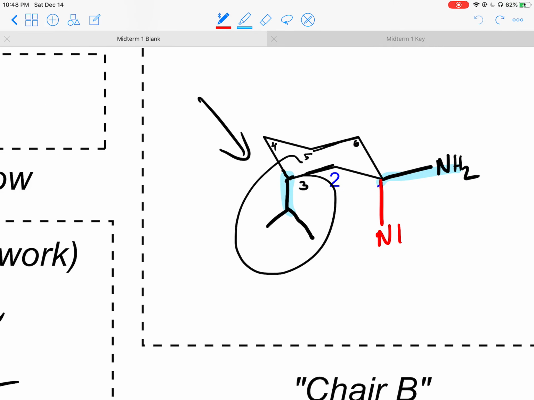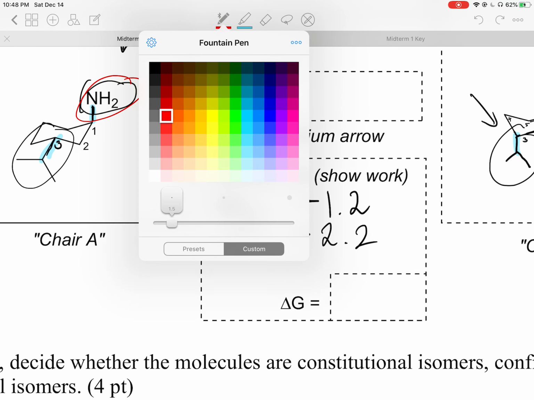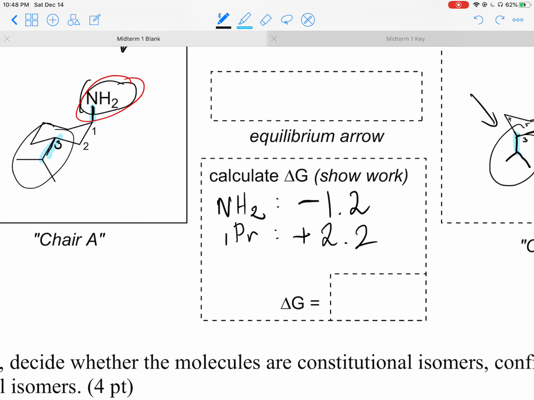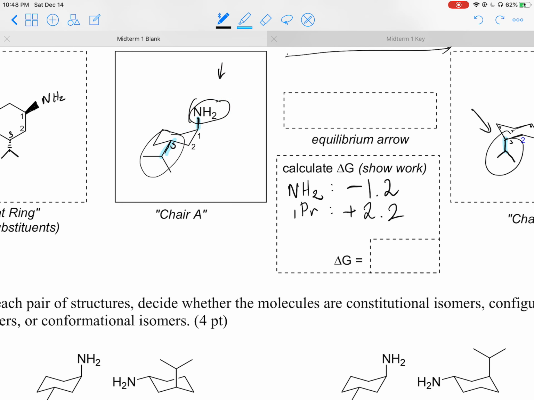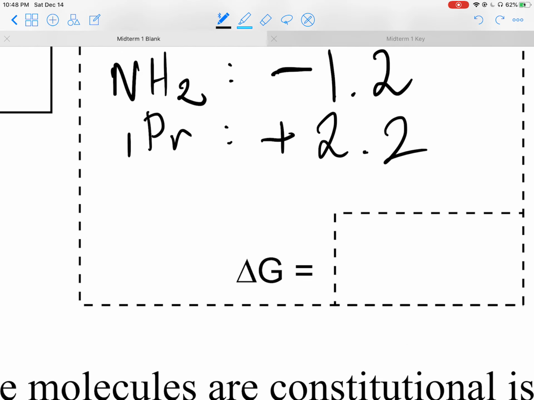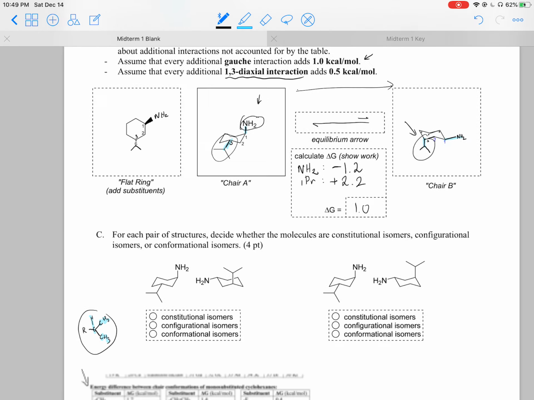If you did do that, you should probably be consistent, and that would go into your delta G if you did make that mistake. But hopefully you don't make that mistake, so you don't have to worry about it. So the delta G, we're just literally going to add these numbers because that's all we have. So it's 1.0. It's positive. That's not favorable, so it's not mostly going to go to the right. It's going to only go a little bit to the right, and it's mostly going to want to go to the left. The left side is more favorable.